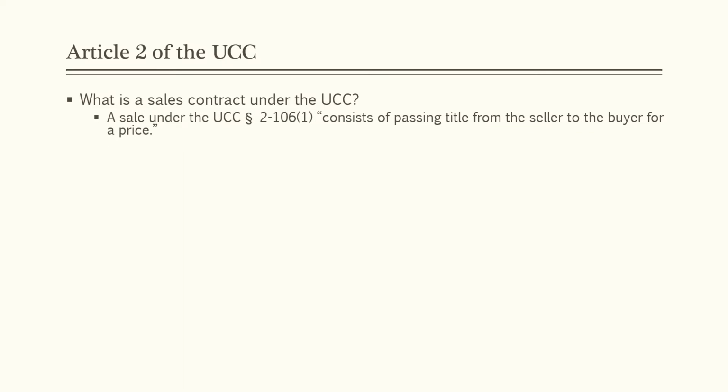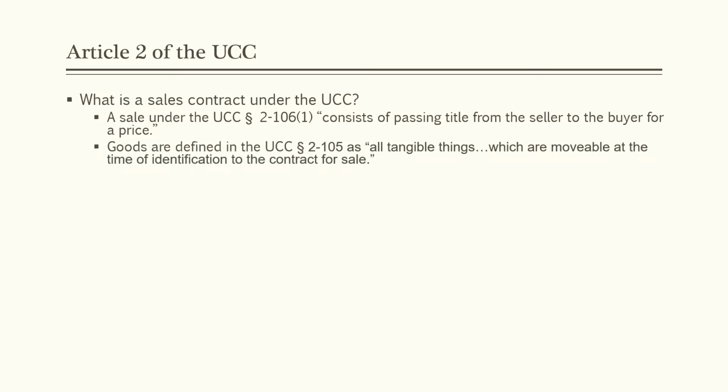First, we'll discuss Article 2 of the UCC. What is a sales contract under the UCC? Well, let's break it down. A sale under the UCC, Section 2-106, consists of passing title from the seller to the buyer for a price. Goods are defined in the UCC, Section 2-105, as all tangible things which are movable at the time of identification to the contract for sale. The key words there are tangible and movable.